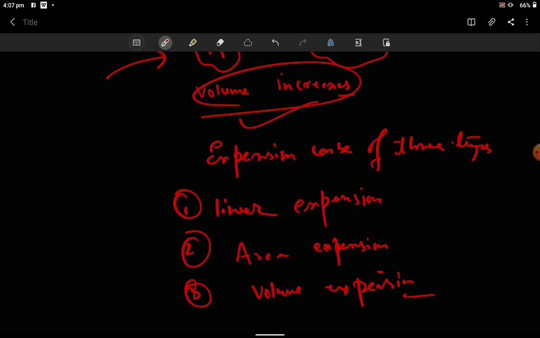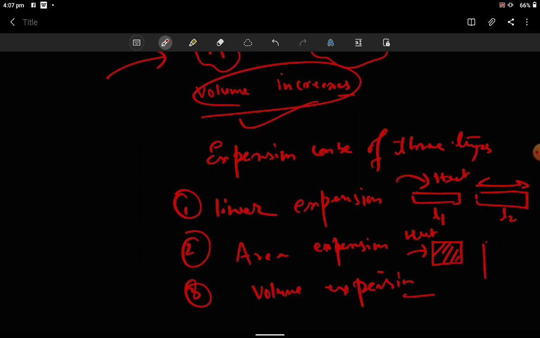Volume expansion. So linear expansion: let us suppose there is a rod, and when we provide some heat to it, what will happen? The length increases from L1 to L2. Now the rod becomes longer. Similarly, area expansion: let us suppose there is a square plate, and you are providing heat to it. It will become somewhat bigger. If you are providing heat in a uniform way, the heat will be distributed throughout, and the shape of the substance will also be a square. So the shape is not going to change. It was a square initially, and after the heating it is square too.